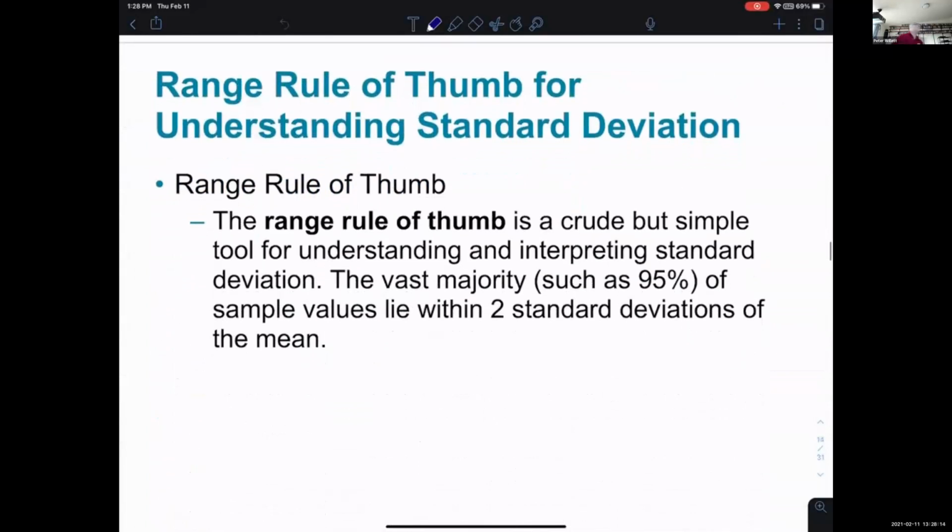So range rule of thumb. This is a way to kind of ballpark the idea of standard deviation. The range rule of thumb is a crude but simple tool for understanding and interpreting standard deviation. The vast majority, such as 95% of sample values, will often typically lie within 2 standard deviations of the mean.